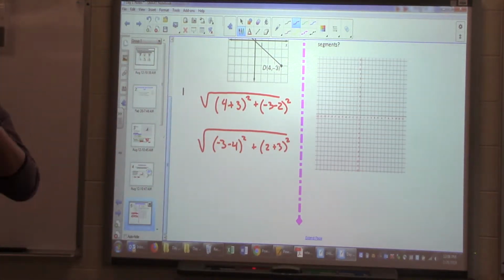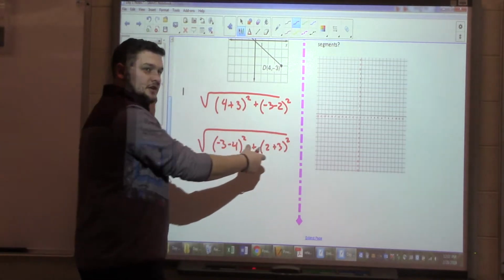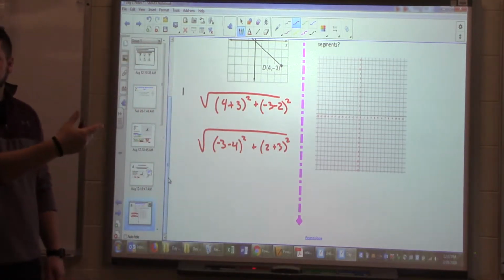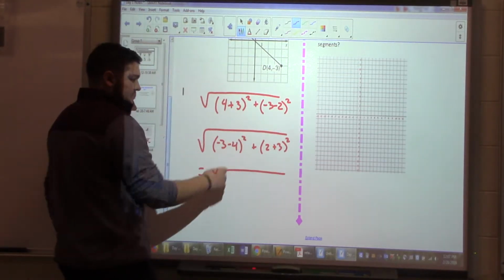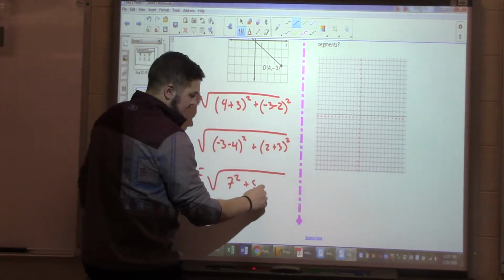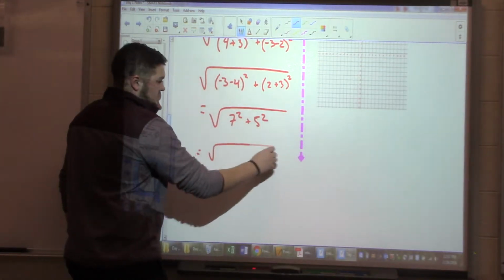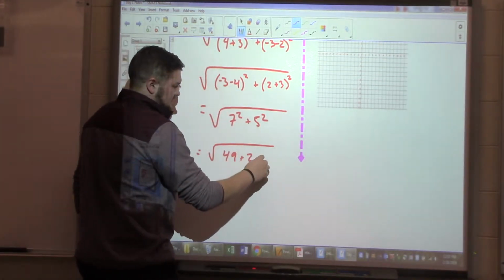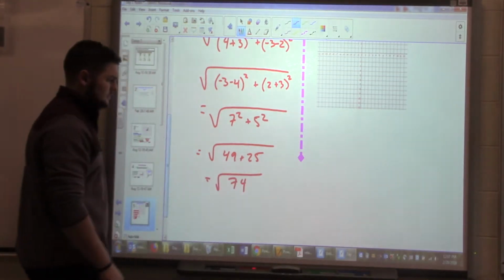So it doesn't really matter which one's x1, which one's x2, or which one's y1, or which one's y2. But you got to make sure you put your x's together and your y's together. Alright? So when I do this, I get the square root of 7 squared plus 5 squared. Well, 7 squared is 49 plus 25 gives me the square root of 74.